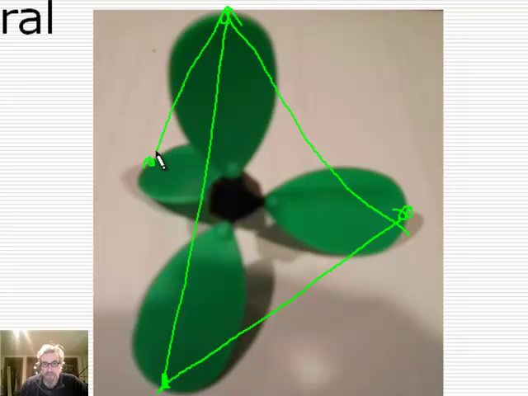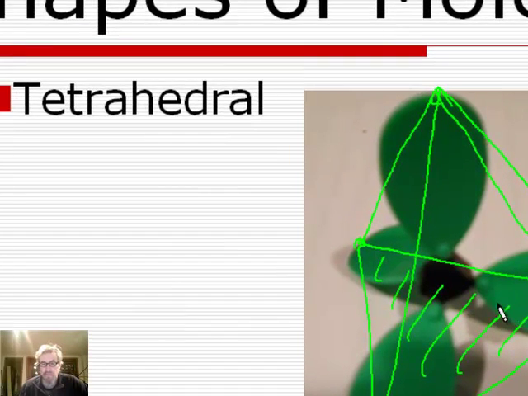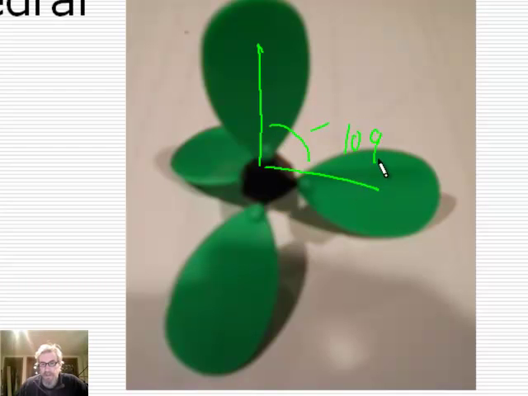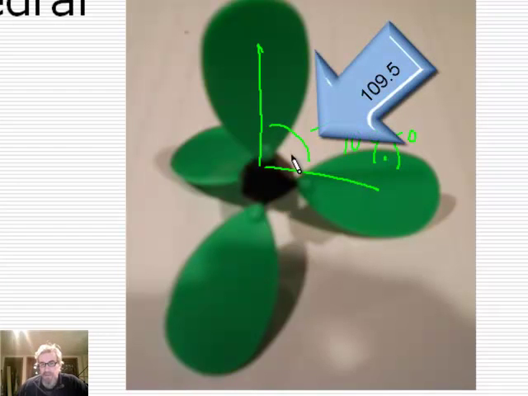Another one of its sides would go from there to there to there. Another one of its sides would go from here to here, back up to here, and then the 4th side would be on the bottom down here. That's a tetrahedron. And so this is called a tetrahedral shape. It turns out that the bond angles for a tetrahedral shape are all the same, and that angle is 109.5 degrees.